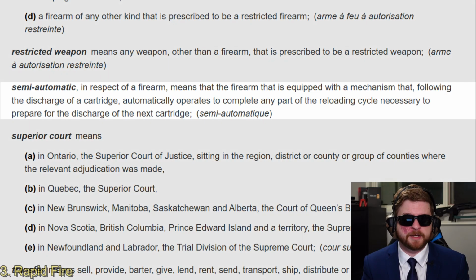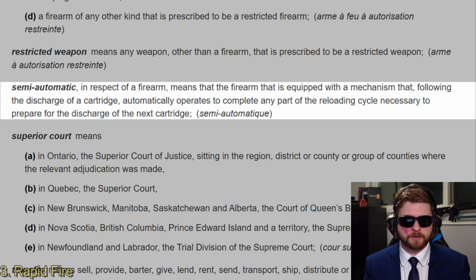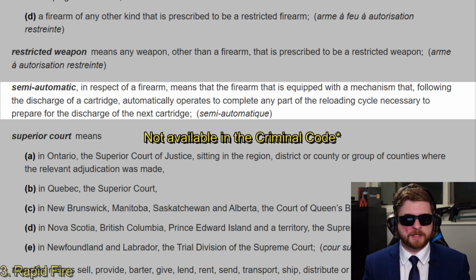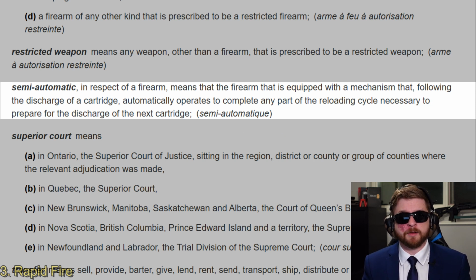Next, we take a look at the definition of semi-automatic, and it makes no mention of any kind towards any sort of fire rate, let alone rapid fire. But to be fair, it's worth mentioning that this is a new definition which was added to the Criminal Code with the passing of Bill C-21, and therefore it wasn't available at the time that the OIC was enacted. And the Liberals also had every opportunity to add the words rapid fire if they wanted to this definition. But that being said, this alone doesn't prove that semi-automatic firearms aren't capable of rapid fire.